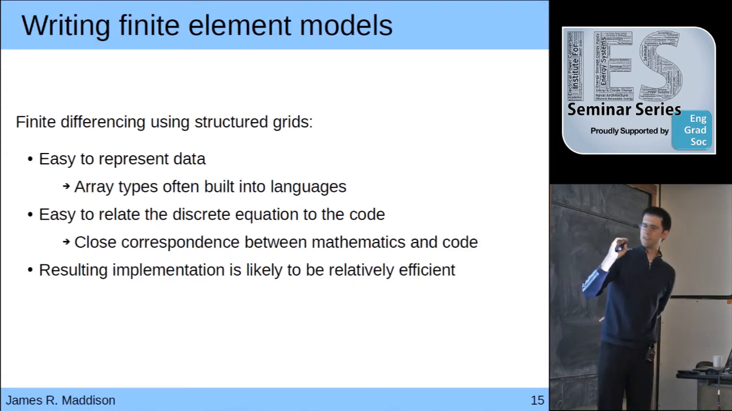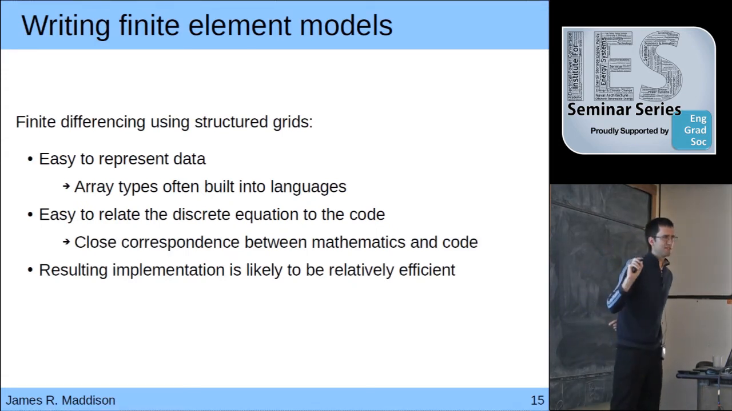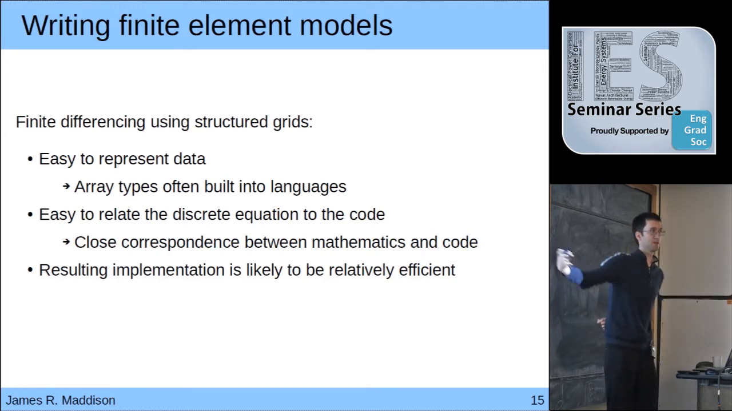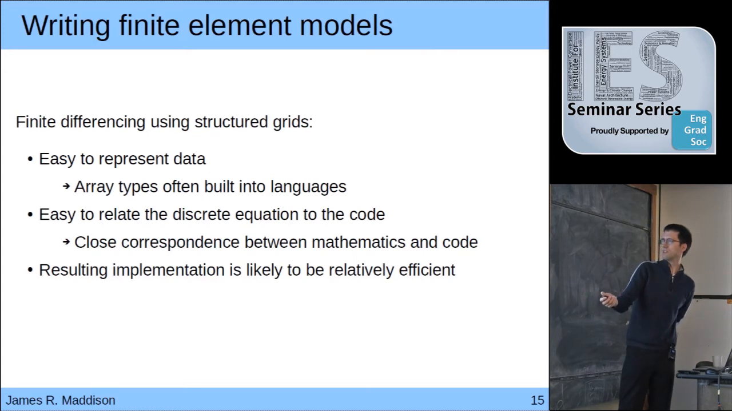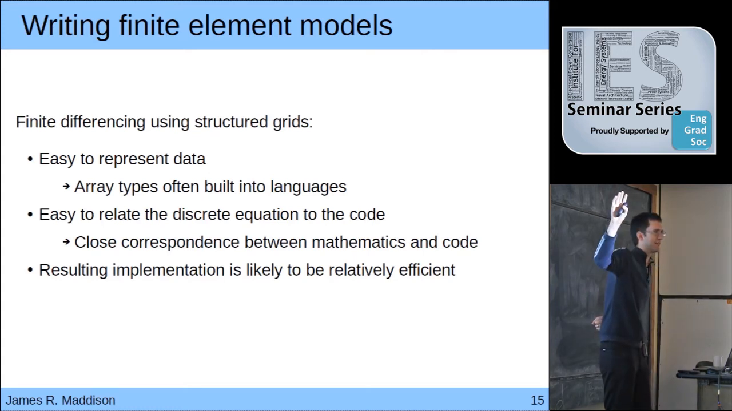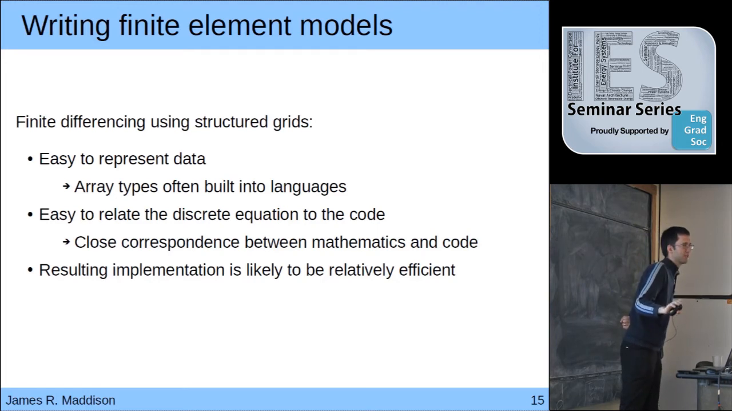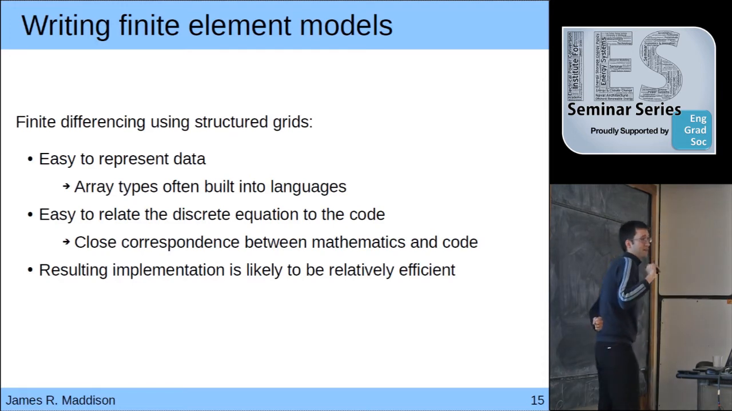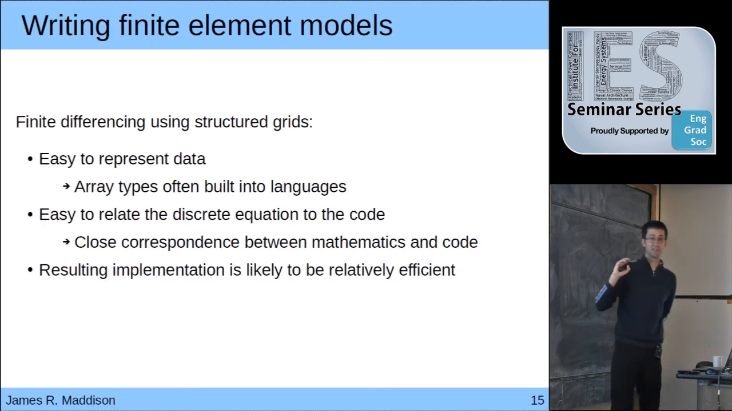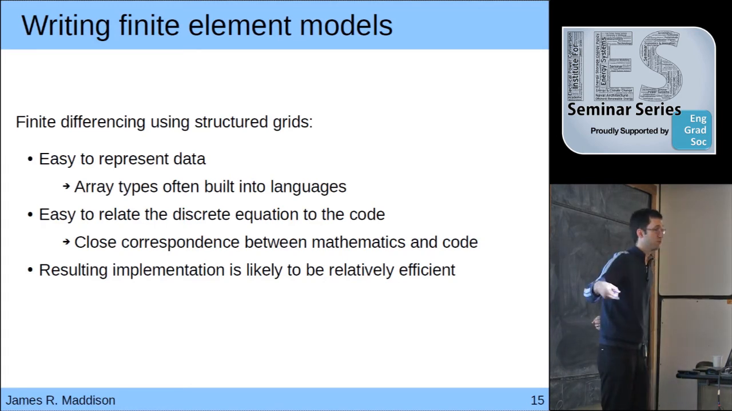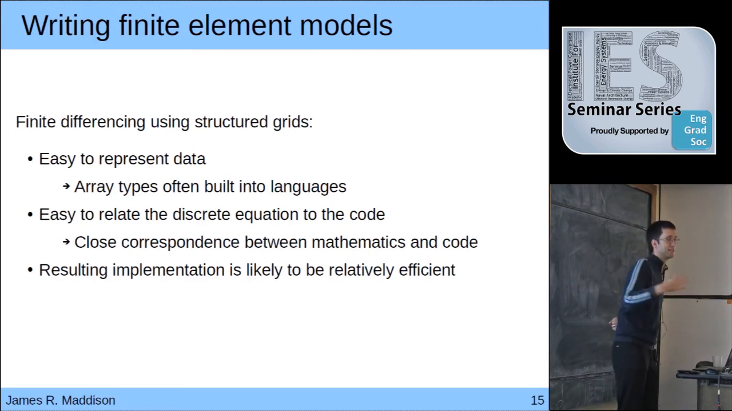So particularly finite differencing using structured grids, it's pretty easy to represent the data. It's just in an array. These are often built into the languages that we use, which we use because they have that feature that we need to use here. It's relatively easy to relate the equations we've written down, our discretization, to the code that we're actually using to compute it on the computer. And as a kicker, it's likely to be quite efficient at the end. So particularly that MATLAB implementation was likely to be quite efficient because we vectorized it, but two nested loops are also likely to be quite efficient, and even if you've coded it in an efficient way, it's relatively easy for the compiler to work out what's going on and to speed it up for you.